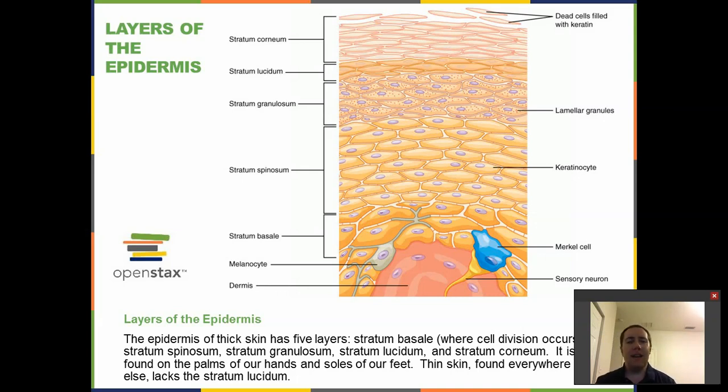Now, if you look at the word lucidum, the first part of that word is lucid. Does anybody know what the word lucid means? Where do you hear the word lucid? Like to be coherent or something? Yes.